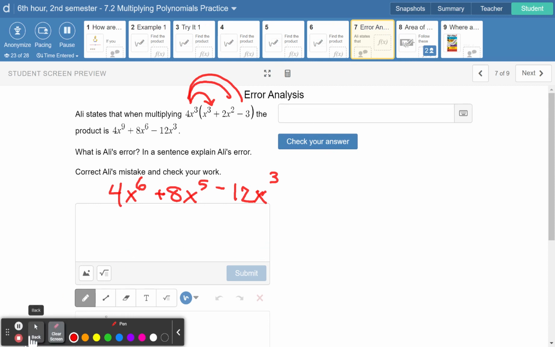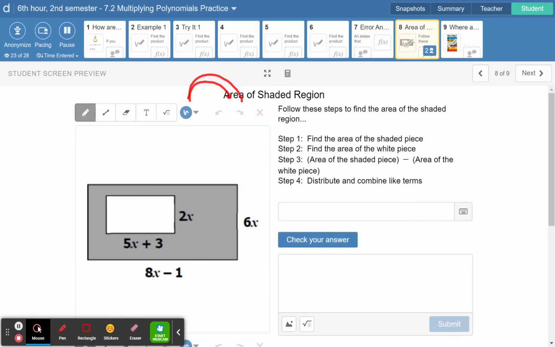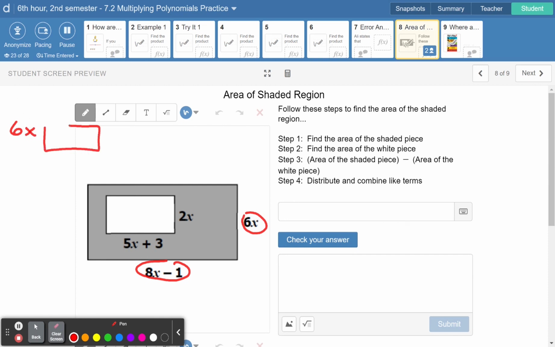All right, and then our next is number 8, slide number 8. Now slide number 8 is a challenge problem, right? You want to find the area of the outer part. The outer part is the 6x, and it's times the 8x minus 1. So that's going to get us 48x squared. And then this is going to get us a minus 6x.